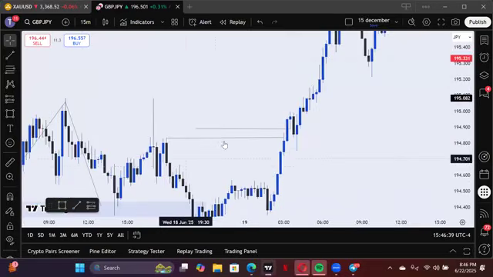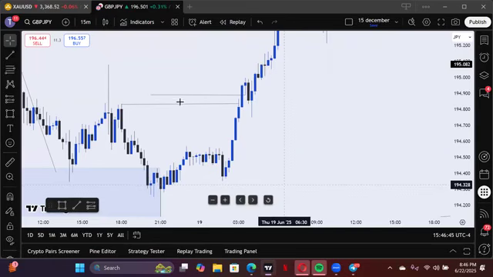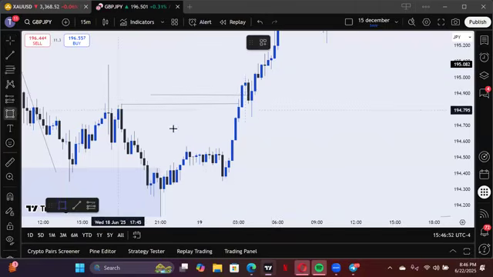So there is a breaker block here, another breaker block here. So there are 2 points of interest and then this other block. The one I'll pick is the one closest to my inducement. Where's my inducement? This candle here. Then my POI is what? This breaker block here. So this was the entry for the trade.